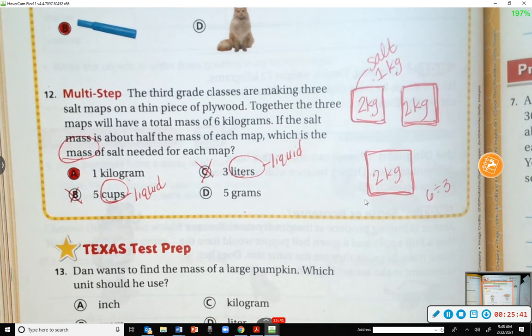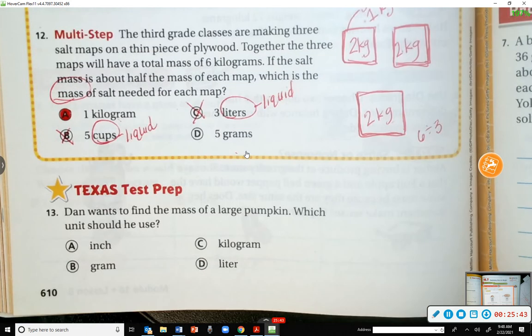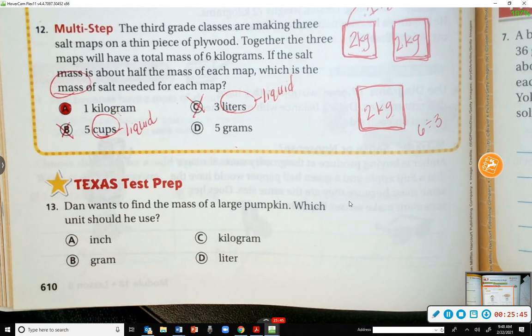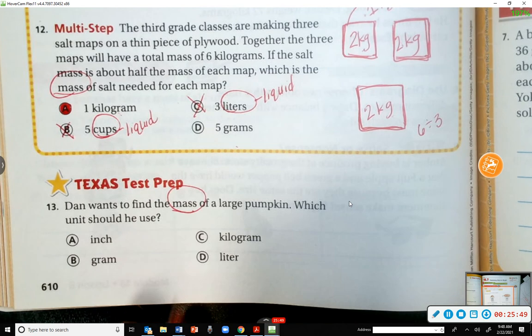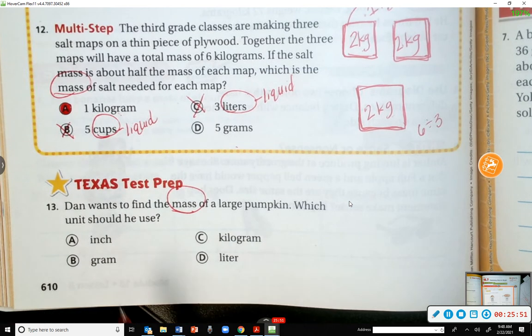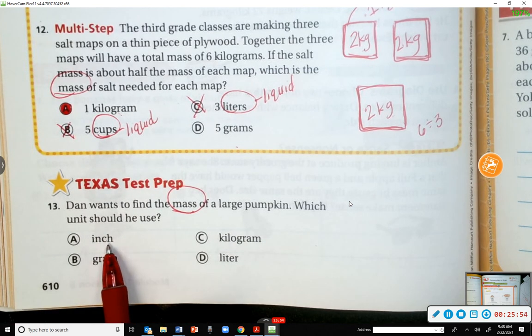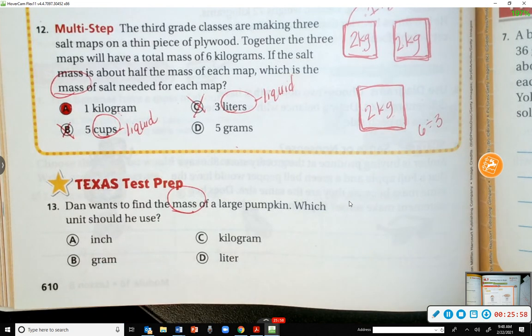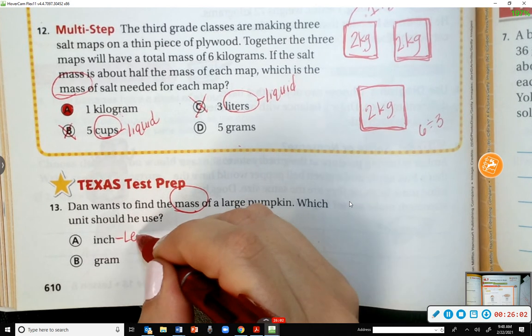Okay, last one. Dan wants to find the mass of a large pumpkin. Which unit should he use? Remember, we're still talking about mass. So would it make sense to measure the mass in inches? No. That's like a ruler. That's length. Okay, inches is length, not mass.